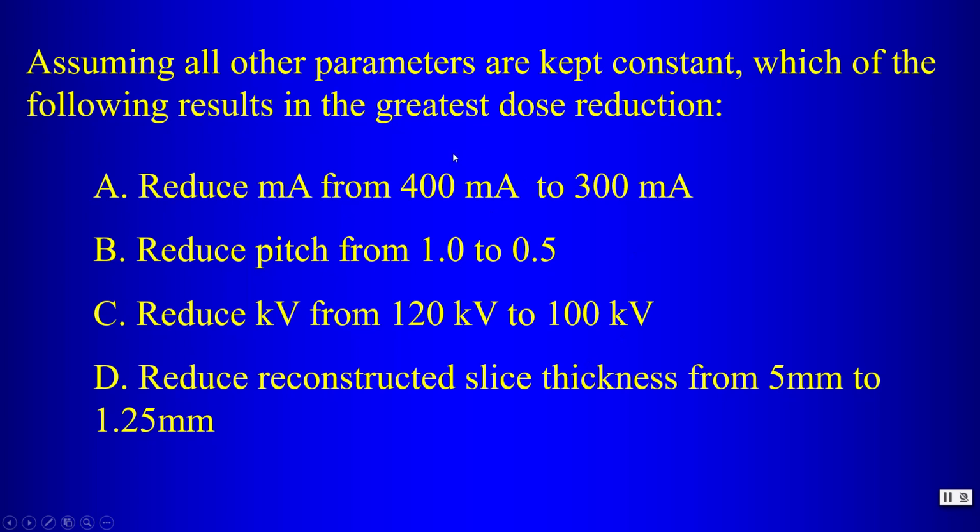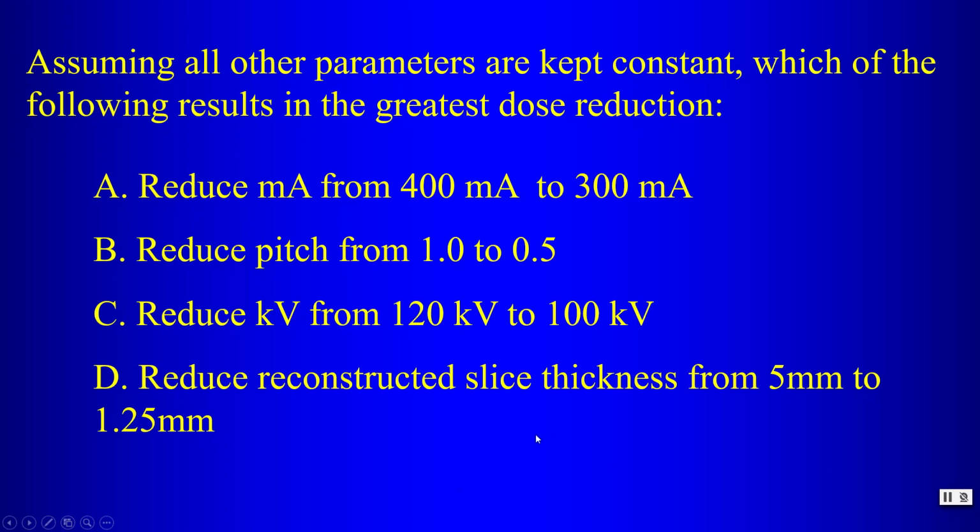Now, assuming that all other parameters are kept constant, which of the following results in the greatest dose reduction? If you reduce the mA from 400 to 300, if you reduce the pitch from 1 to 0.5, if you reduce the kV from 120 to 100, or if you reduce the reconstructed slice thickness from 5 millimeters to 1.25?